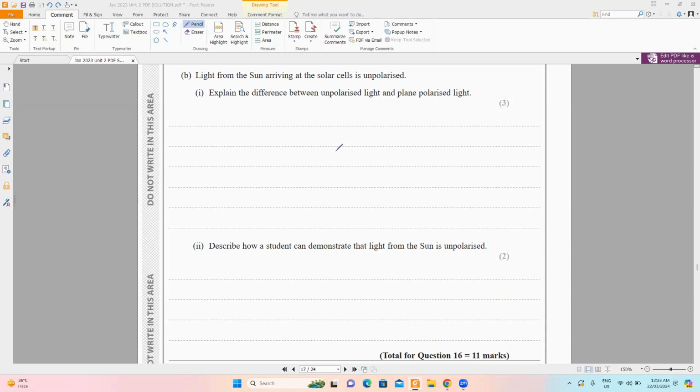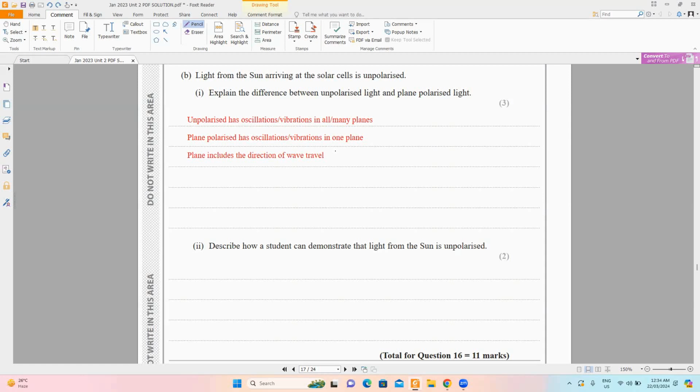For this paper, I have constructed the answer based on plane. So in unpolarized light, oscillations are in multiple planes. And in plane polarized light, oscillations are only in one plane. And this gets you 2 marks. The third mark is for linking the direction of motion with the plane. So the plane includes direction of motion or direction of wave travel.